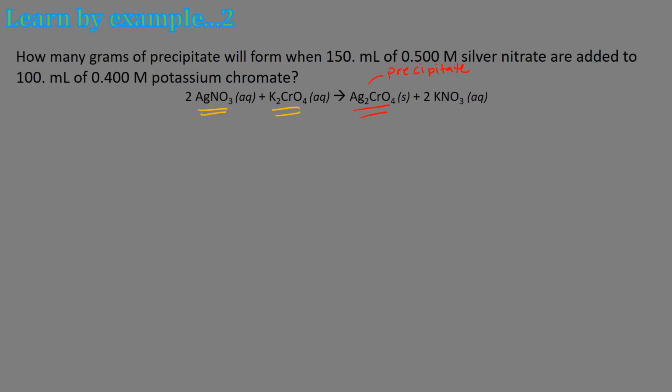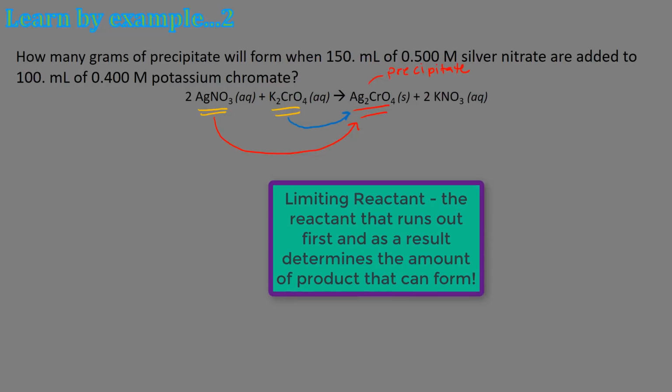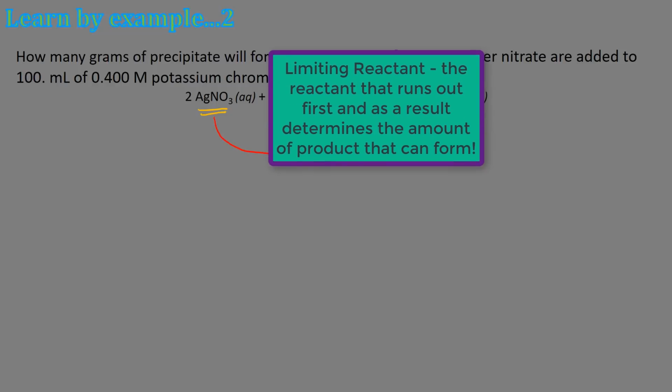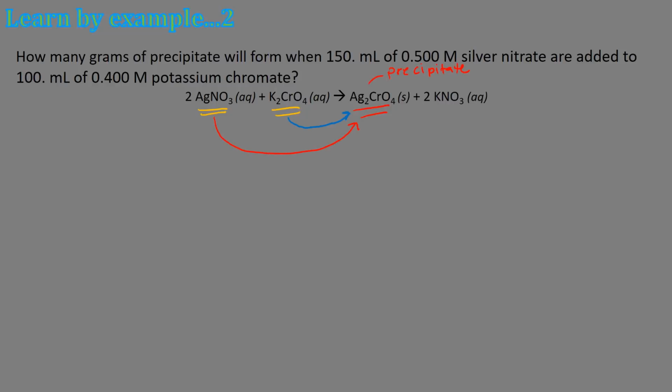All right, so I basically want to go from silver nitrate to silver chromate, and then I also have to go from potassium chromate to silver chromate and figure out which one is my limiting reactant, which one is going to be used up, right? It's also the same one that runs out first. So it's the one that determines how much product is going to be formed. So I'm going to start with, you can start with either one of these, I'm going to start with silver nitrate because it was given to me first.